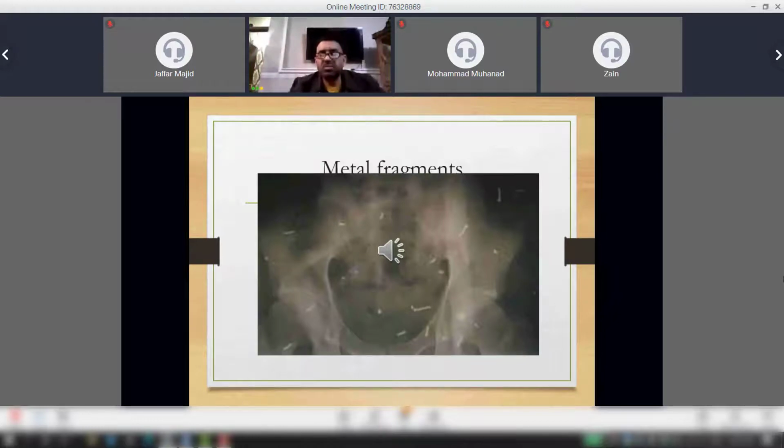Yes, and you can see this picture of multiple shells. You can see multiple shells all over the bottom, abdomen and pelvis. You can see how advanced it is.